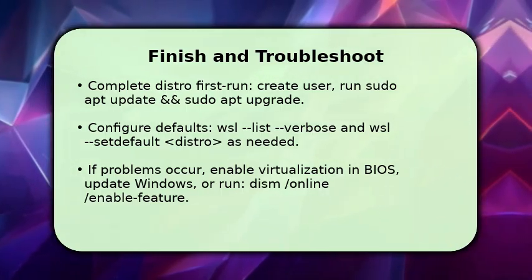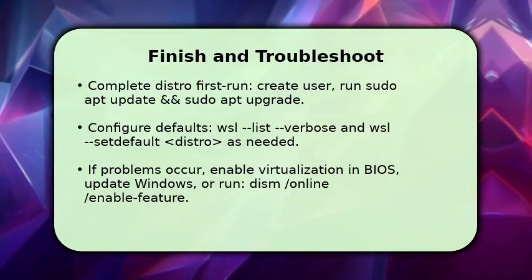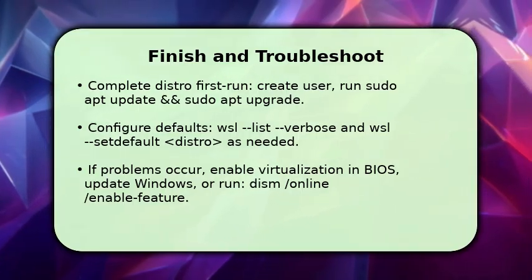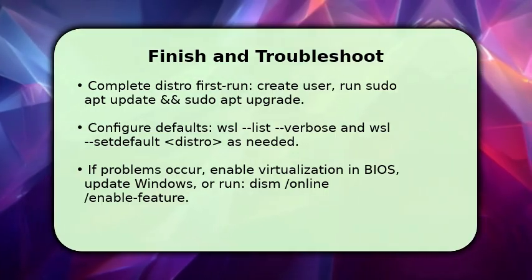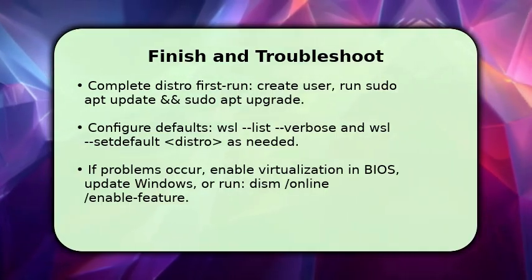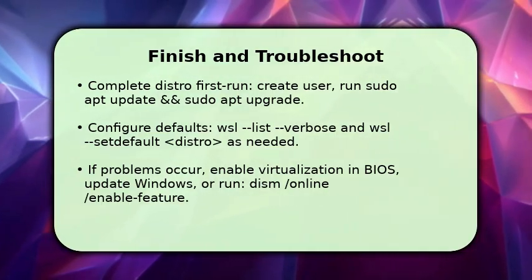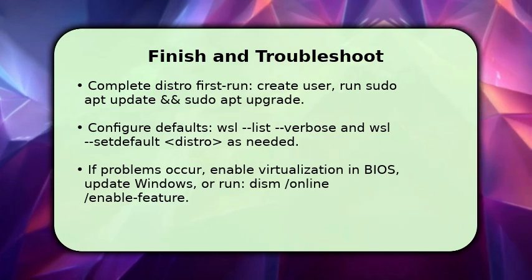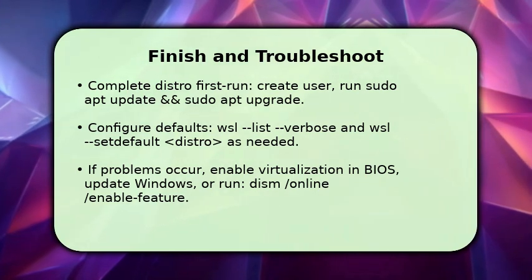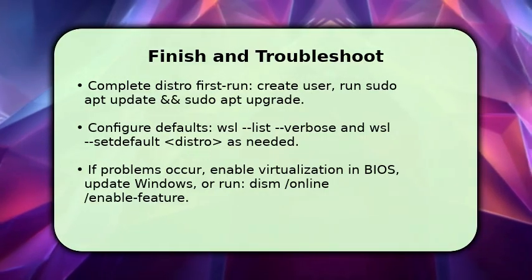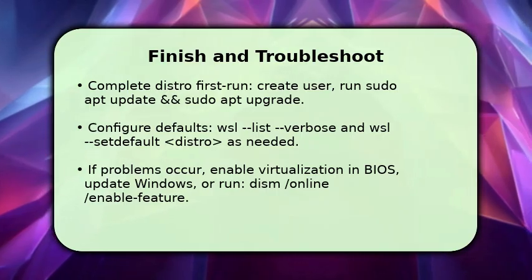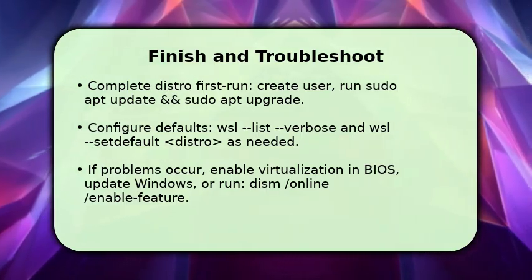Use wsl --list --verbose to verify the running version and set your preferred distro with wsl --set-default <distro>. If something breaks, check virtualization is enabled in BIOS, install the latest Windows updates. And if features didn't enable, try running DISM commands or rerun wsl --install in an elevated terminal. That single troubleshooting step resolves most install failures.